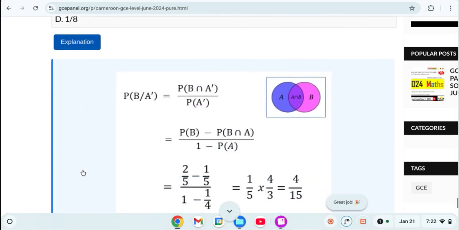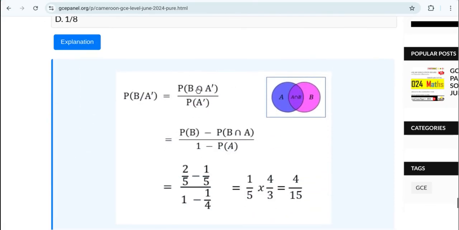So probability of B given A prime is the same as probability of B intersection A prime, all over probability of A prime. You agree with me, right? Good. But from here now, how do you get the probability of B given A prime? Or let's say B intersection A prime.